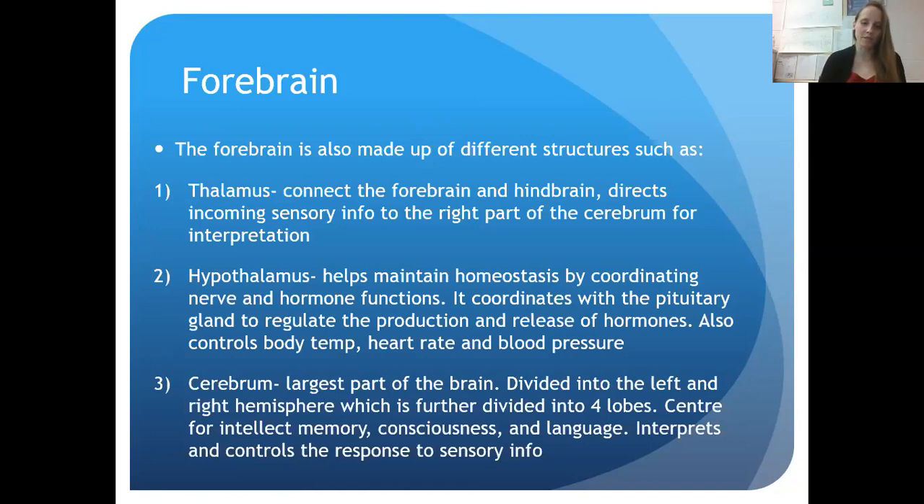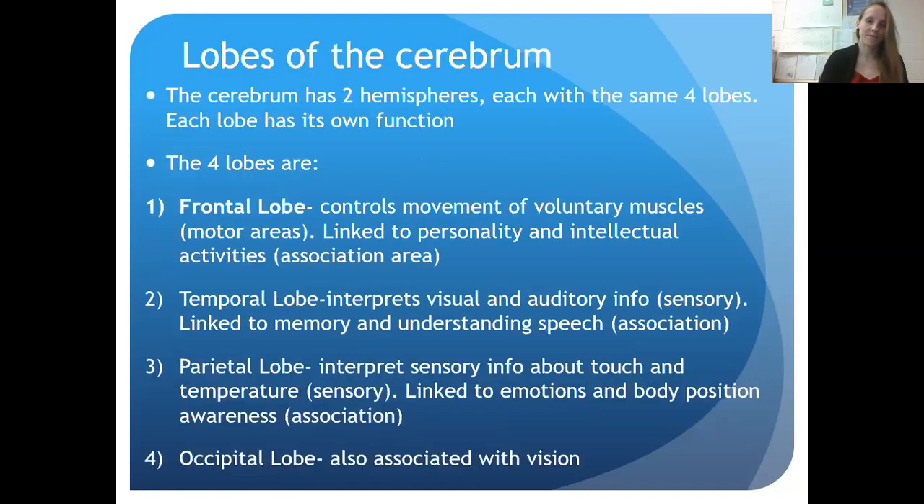Then we get to the cerebrum, which is the largest part of the brain. Most of this part of the brain is all cerebrum. It is divided into right and left hemispheres, which your cerebellum also is. And then it's also further divided into 4 different lobes. It's also the center for your memory, your consciousness, language, and responding and interpreting sensory information.